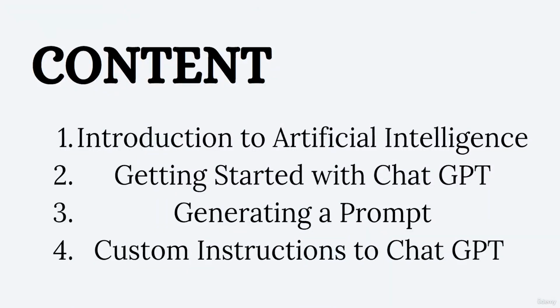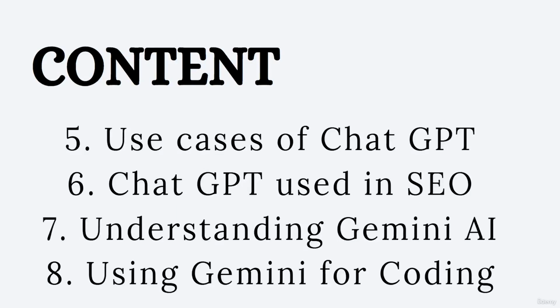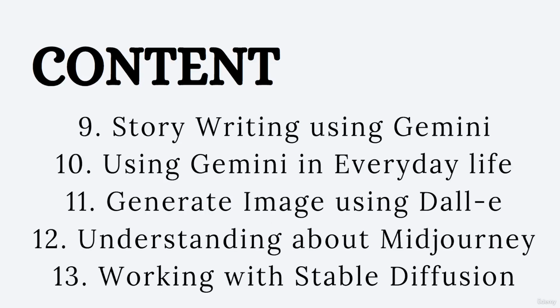Introduction to artificial intelligence, getting started with ChatGPT, generating a prompt, custom instructions to ChatGPT, use cases of ChatGPT, ChatGPT used in SEO, understanding Gemini AI, using Gemini for coding, story writing, using Gemini in everyday life, generate image using DALL-E, understanding Midjourney, working with Stable Diffusion, and after completing this class, you will be able to generate content, generate images, modify existing images, write code, do SEO.